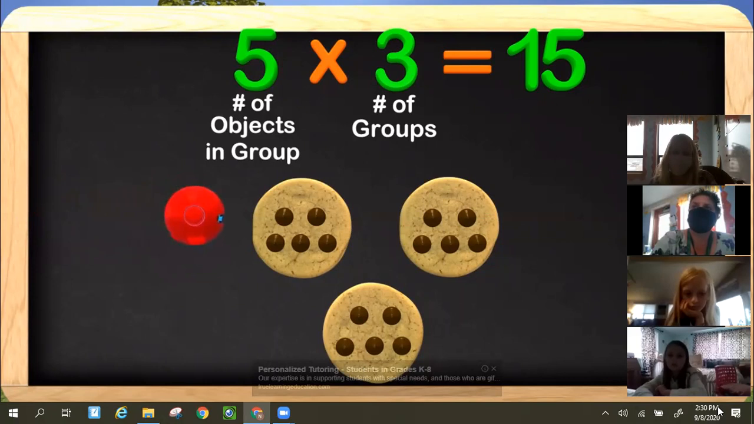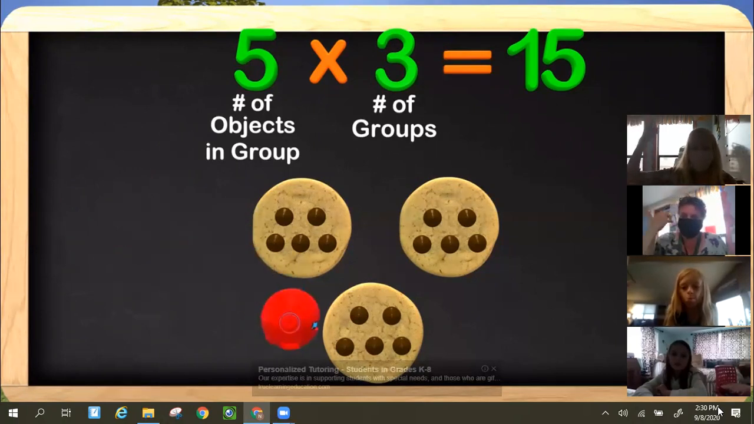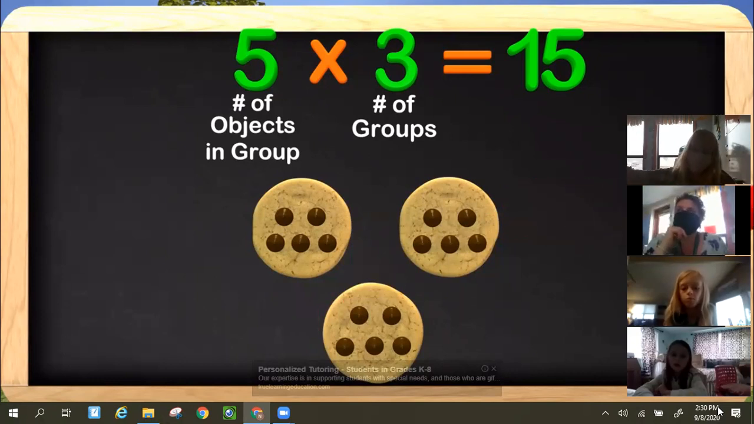Well, let's do that, but let's do it by skip counting by 5s. Ready? We start counting with this cookie. 5, 10, 15. 15. Great job using your fingers. We still get the same answer if we switch it around.